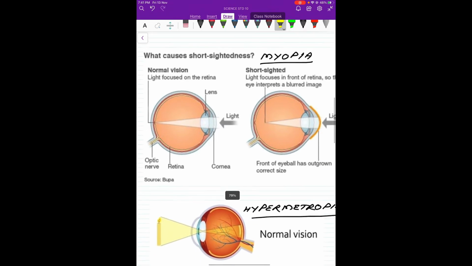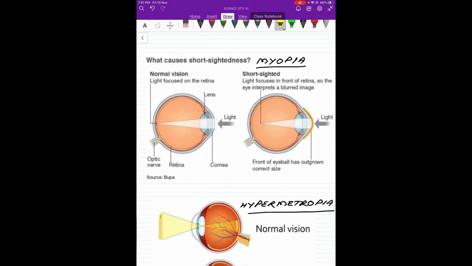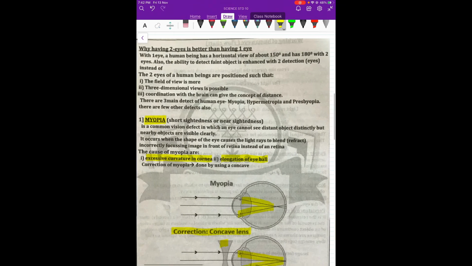So if you can see, there is a colored diagram. What causes short-sightedness? When light enters in normal vision, it should focus on the retina. So this is the place. But in the case of a myopic eye, even though light enters through the cornea and the lens, the image is focused before the retina. So there are two causes: the front of the eyeball has outgrown its size. If the eyeball is outgrown, it will form an image in front of the retina, which is not good. So this is the first defect called myopia.